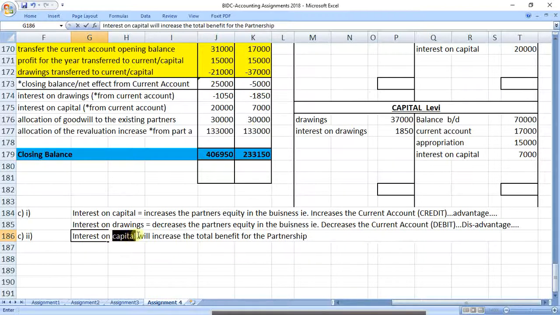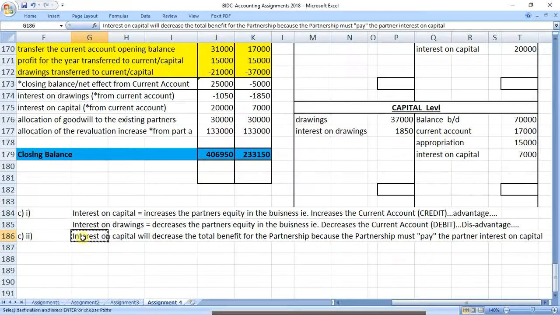Sorry. Interest on drawings will do it. So this will decrease. Change the word increase to decrease. Okay, because now we're thinking about it from the partnership's point of view. The partnership is going to have to pay the partners the interest on capital. That makes sense. So we'll decrease the total benefit of the partnership because the partnership must pay the partners interest on capital.